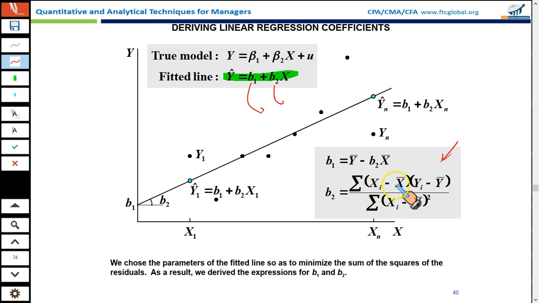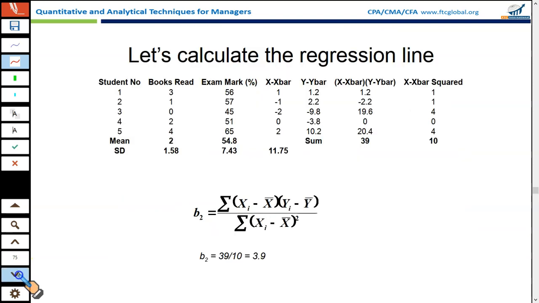This is the summation of (x minus x bar) times (y minus y bar), divided by the summation of (x minus x bar) squared, least squares. Alright, so here we go. Calculation is quite simple. These are the number of students. Books read represent your x. Marks obtained represent y. Let us first calculate the mean. Add all these and divide by 5, we get x bar. Add all these, divide by 5, we get y bar.